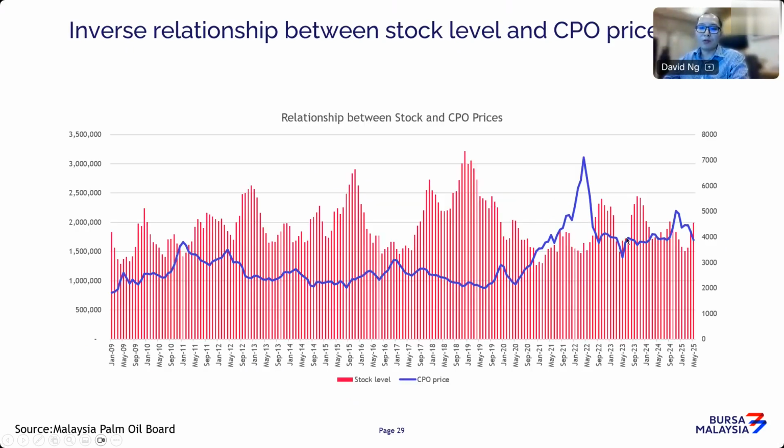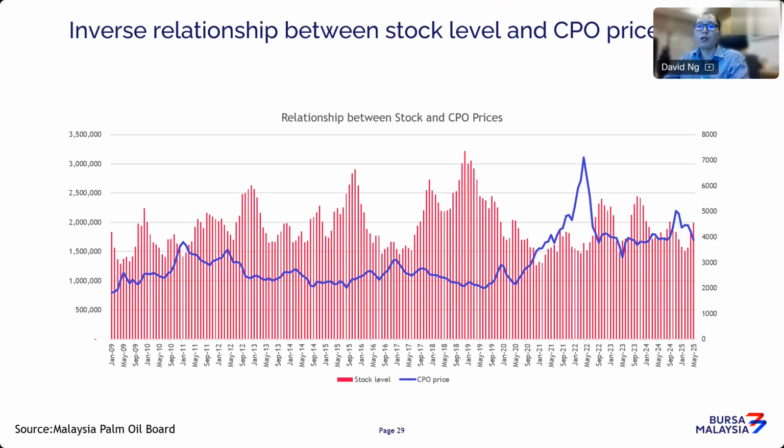Now, I don't go too much on this. This is just telling you that stock and prices are actually very inverse. So you have high stock levels, it tells you that the market is going to come down or it's going to be pressured. You have low stock levels, normally that's a good thing for prices.